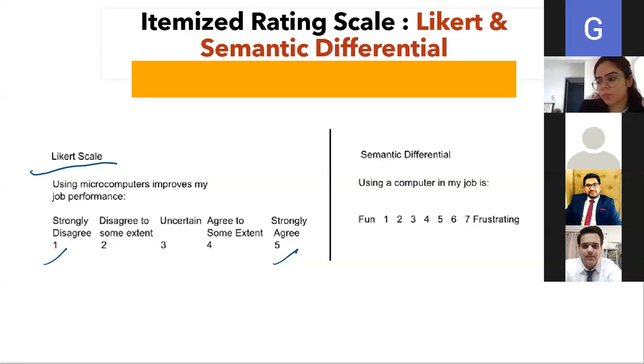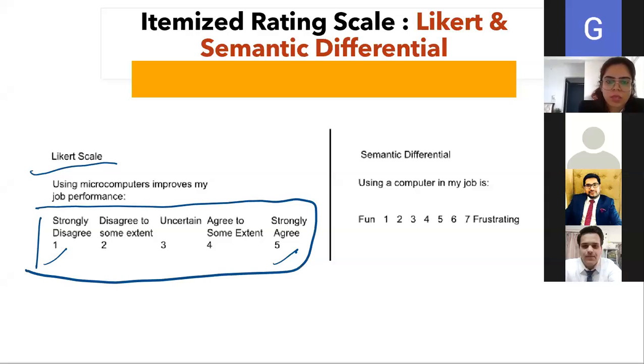So this is how you frame the question. You ask them to rate on this parameter, how much would you rate on a scale of 1 to 5, and then you describe that scale. That 1 means strongly disagree and 5 means strongly agree. And then they can see this scale, and each item description is given here. 1 means strongly disagree, 2 means disagree to some extent, 3 is uncertain, some kind of neutral, then agree to some extent, and then strongly agree.